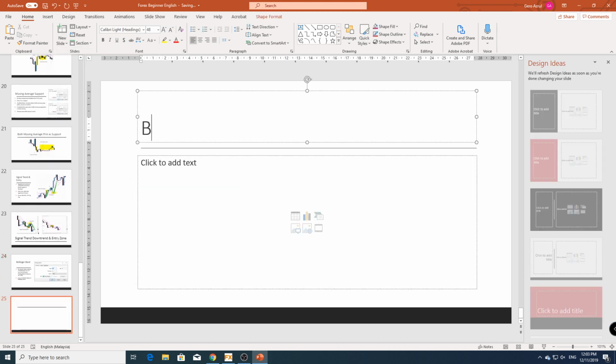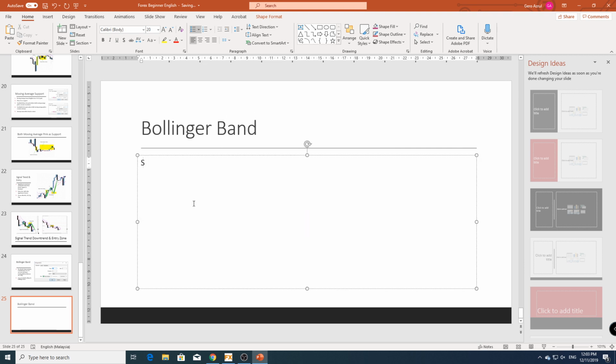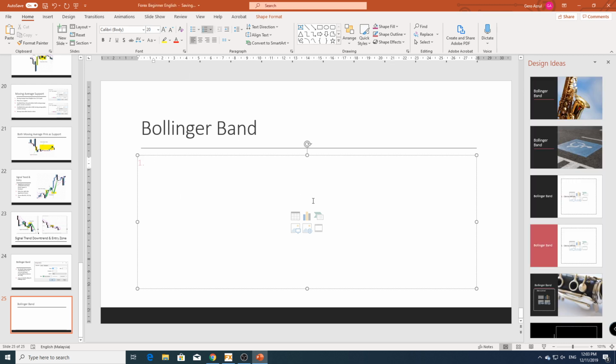So this is the Bollinger Band as well. What is the Bollinger Band? This is the Bollinger Band itself. It is a trend indicator. The first thing is that it's a trend indicator.